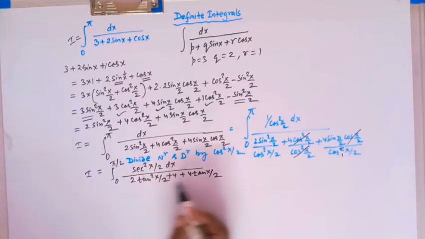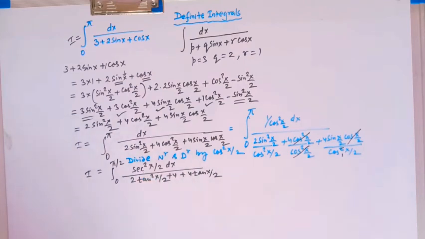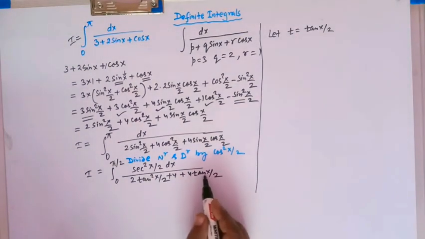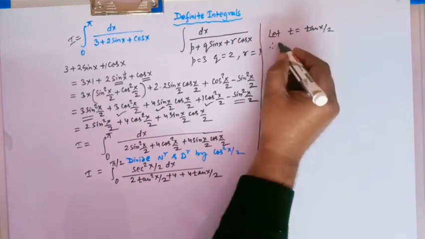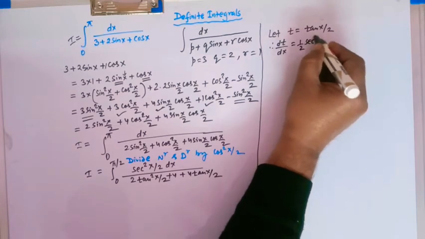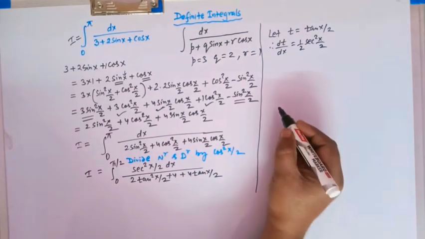So here we have tan x over 2 and sec x over 2, and the derivative of tan x by 2 exists in the numerator, right? Now here we will apply the method of substitution. Let us take t is equal to tan x by 2. Therefore dt over dx is equal to half sec square x over 2. The derivative of tan x by 2 is half sec square x by 2.